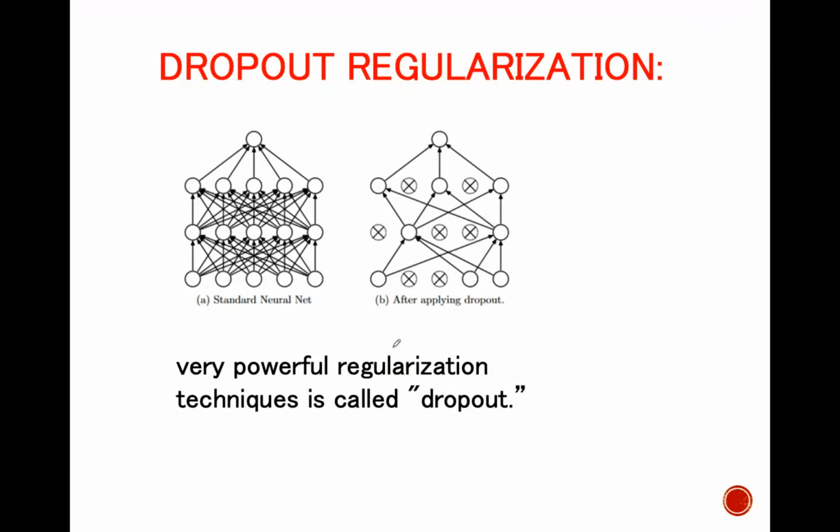Now we are coming to the dropouts. This is very important. We often see in deep neural networks that we use the dropout.